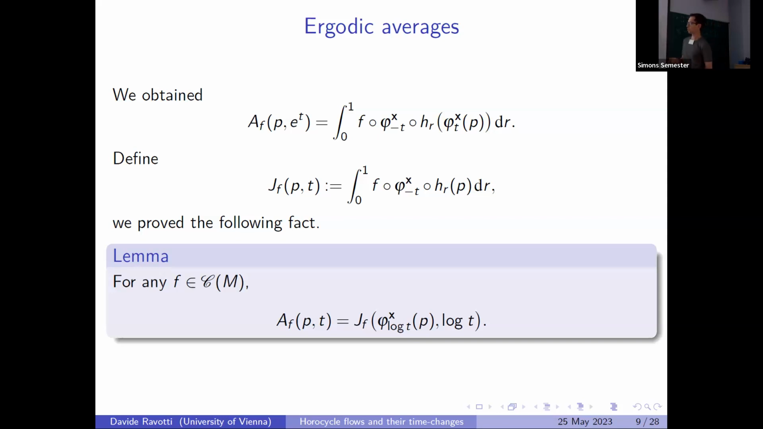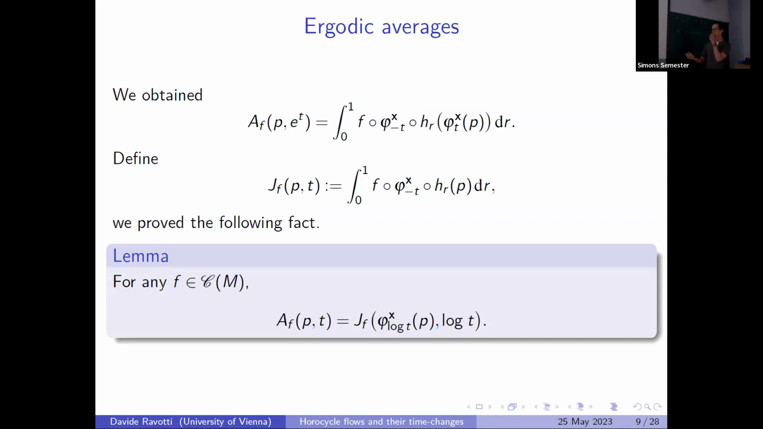What we proved is that instead of studying the ergodic averages of the function f at the point p for time t, I can look at this function jf. And the point is that this function is much nicer for what I want to do. If I understand something about this function, then I can understand something about the ergodic averages just by substituting the point with its image under the geodesic flow for time log t. Recall here was an exponential time, so if here I put t, here I have to take a logarithm. The average was going up to e to the t, so if I want to go up to t, I have to put a log.